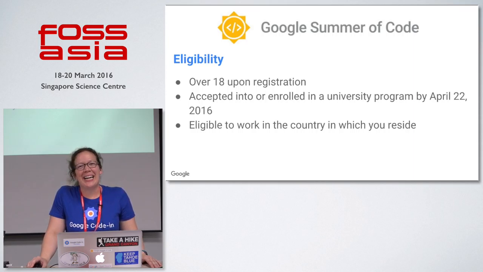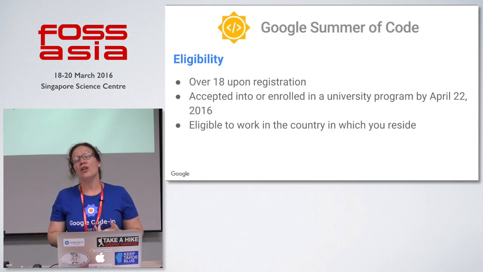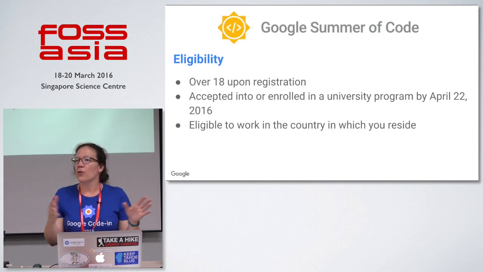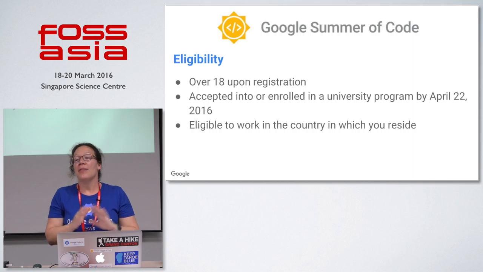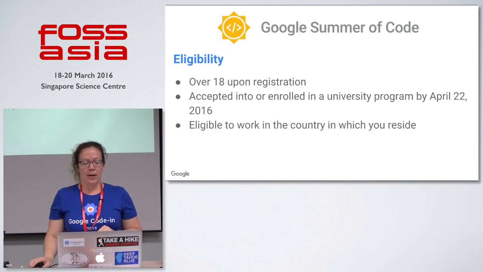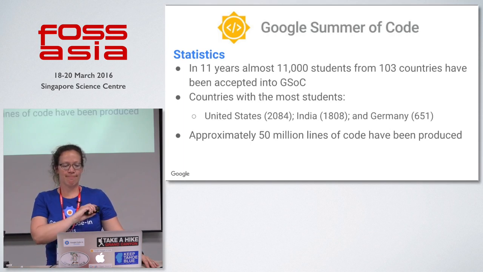As of April 22nd, when we announce the students. The other part of that is, if you're not enrolled, as long as you're accepted into a university program for the summer or for next fall, so you start school, say, September 15th or whatever, that's okay too. You just have to provide proof of that school acceptance. And then, of course, you need to be eligible to work in the country that you reside in.